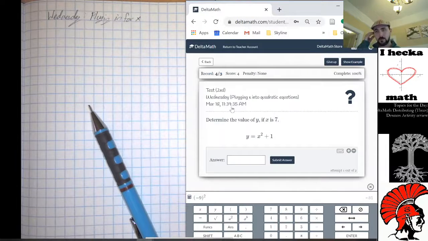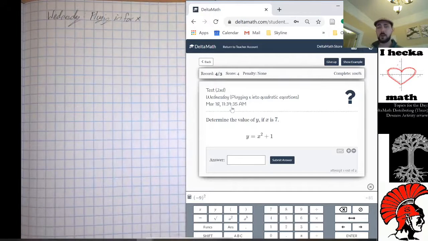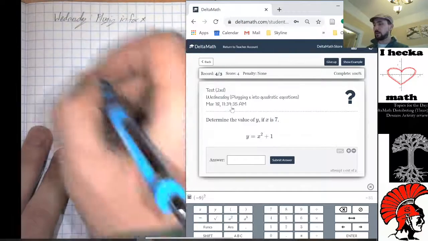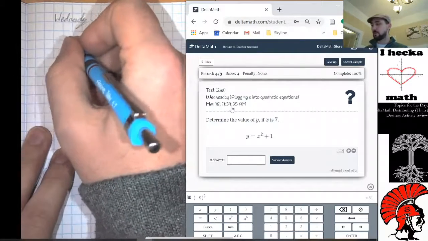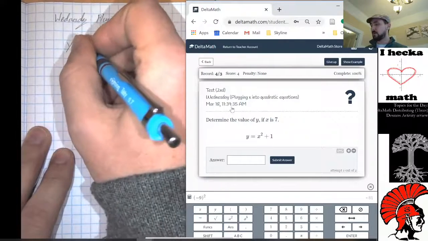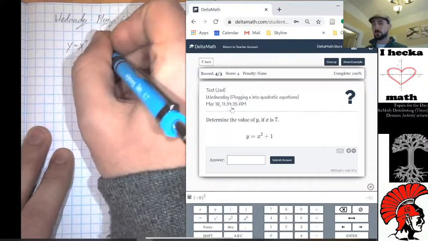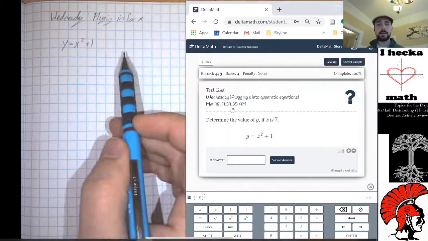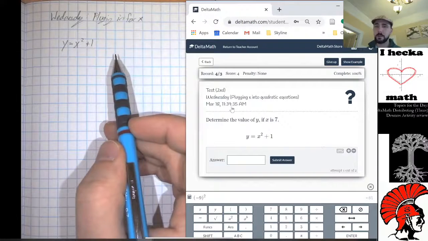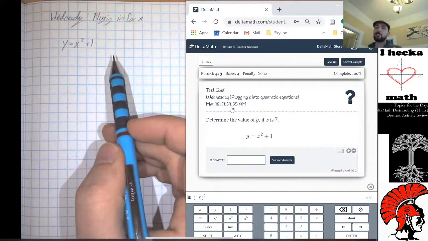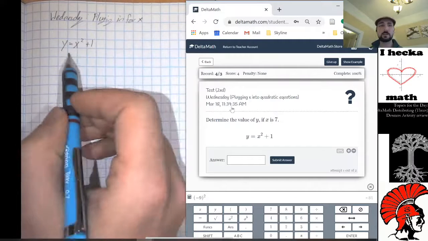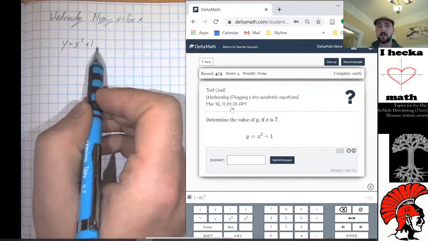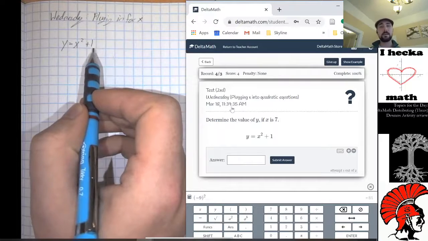Okay, good. All right, so this one, I'm going to start by copying it down. y equals x squared plus 1. And if you're thinking, hey, this looks really similar to something I've already done this week, good. They should look similar to something we've already done this week because this says y equals x squared plus 1. Determine the value of y if x is 7.